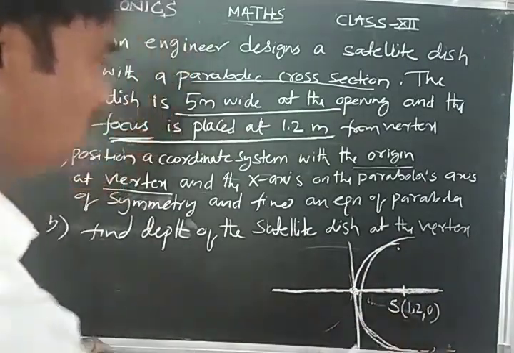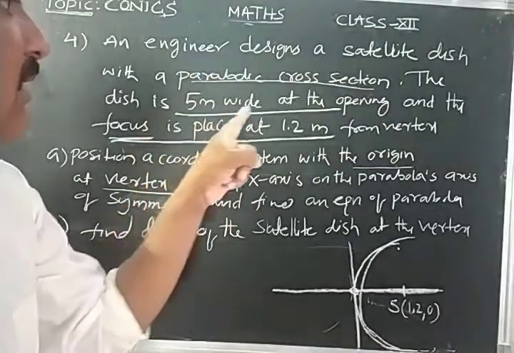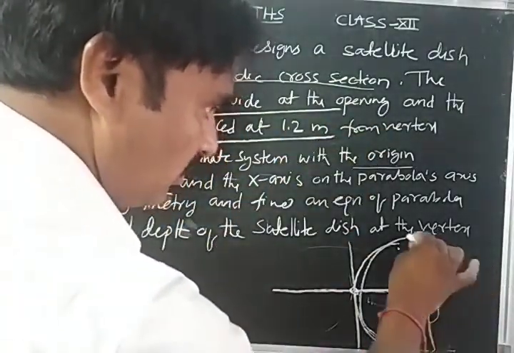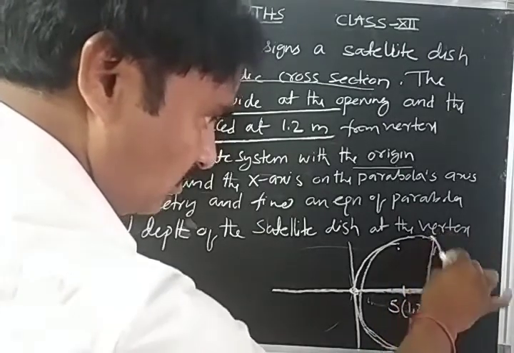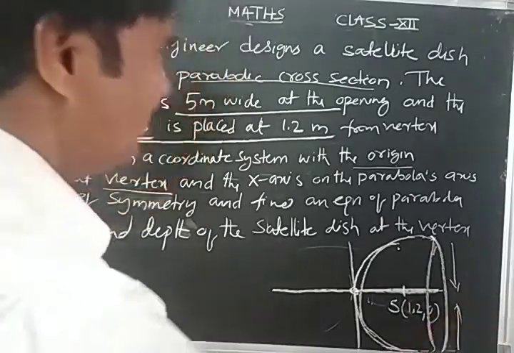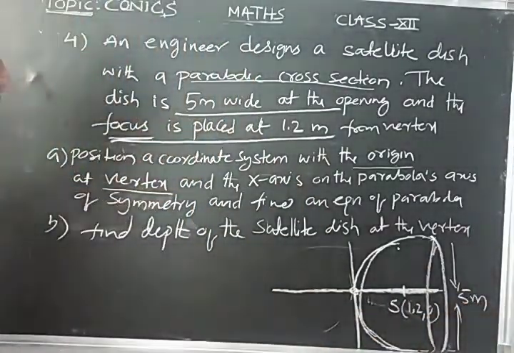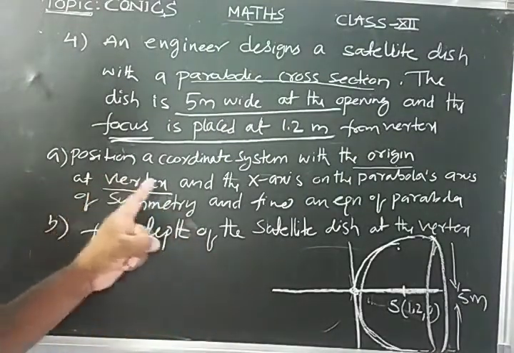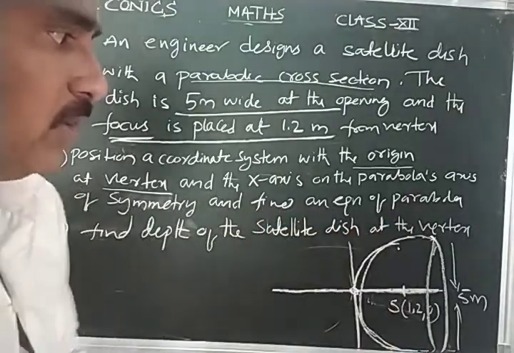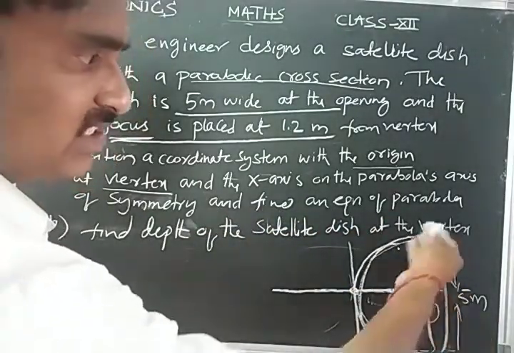This is the satellite. Now see, the dish is 5 meters wide at the opening. Suppose this is the opening part of the satellite. This width is 5 meters. What is being asked? Using this information, find the equation of the parabola. First of all, we should find the equation of the parabola, and it opens at the right-hand side. What is the standard equation?